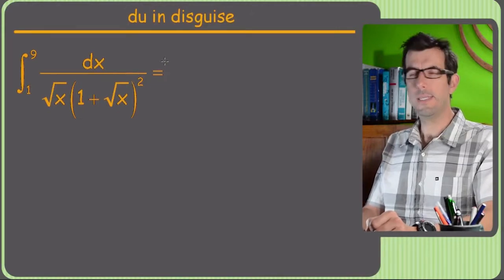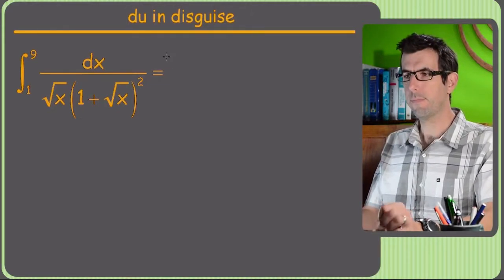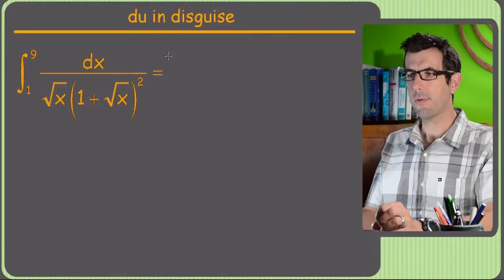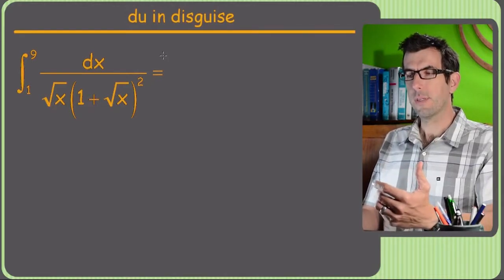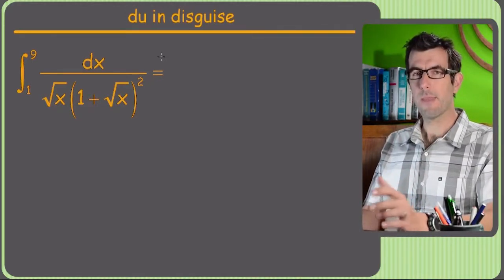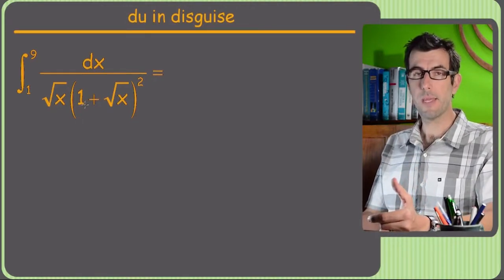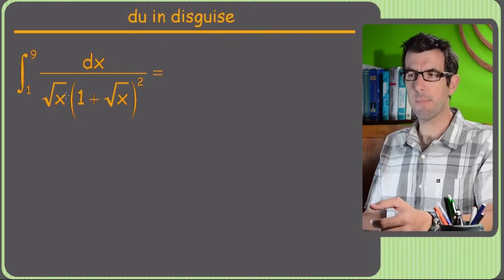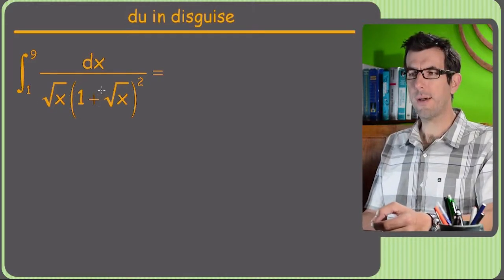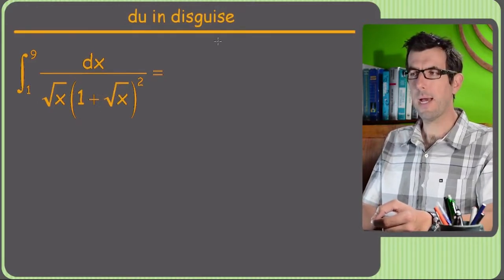All right, du in disguise. See what happens here. All right, if you look at this problem, you might think, wow, that's really hard. You might not see what's going on here. You might think, hey, Chris, let's try foiling this out and combining terms and stuff. But it turns out there's a really subtle thing. It'll come up a lot.